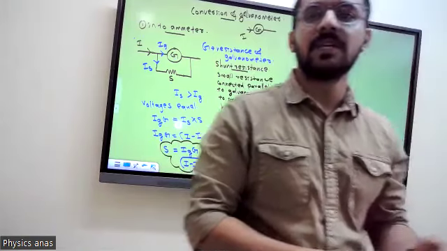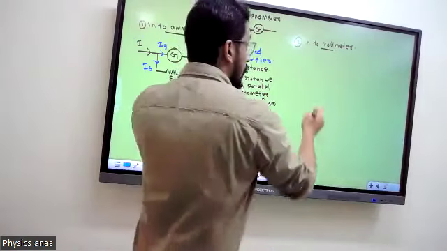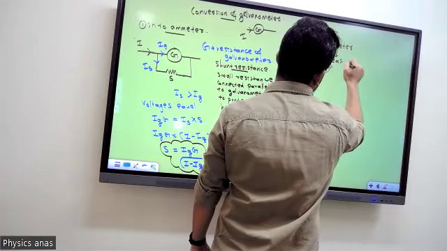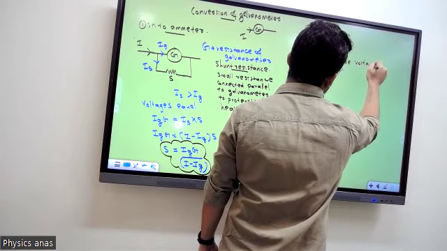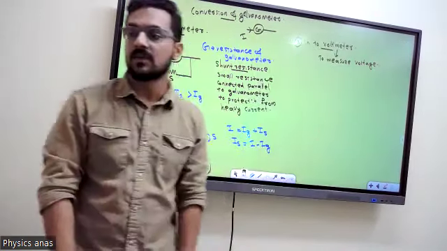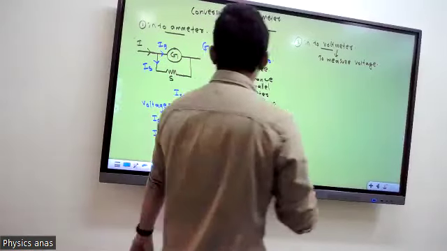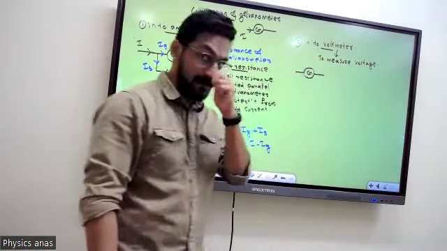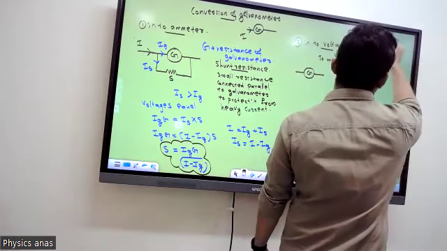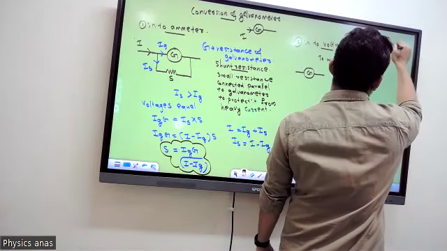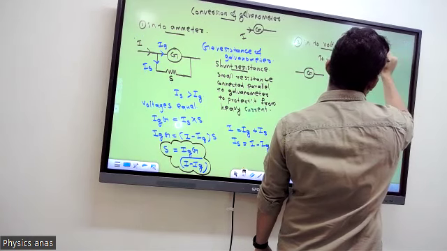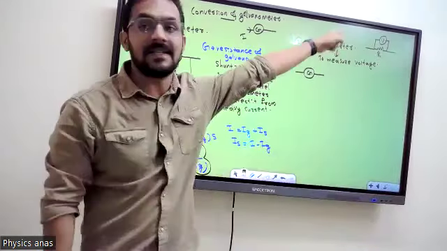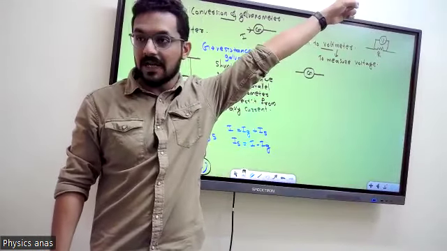What is the use of a voltmeter? A voltmeter is used to measure voltage. Okay. How can you do that? This is the galvanometer. And a voltmeter is always connected parallel to an element. If you want to measure the voltage of this resistor, you have to connect the voltmeter like this.